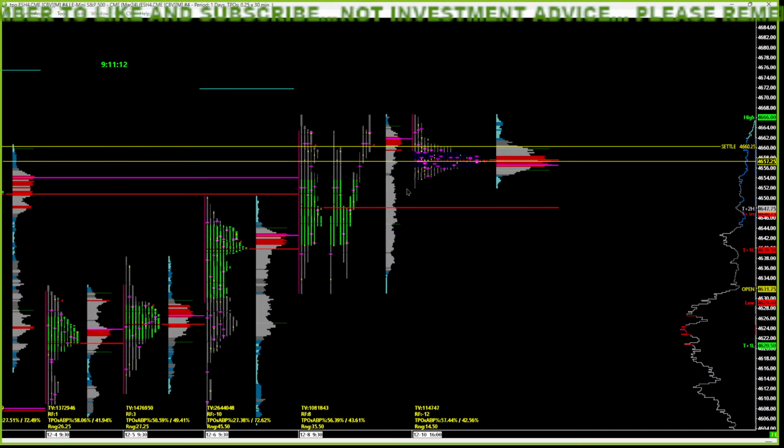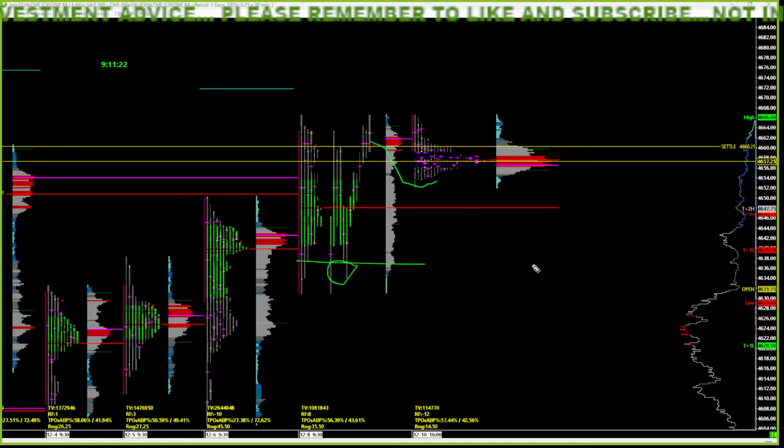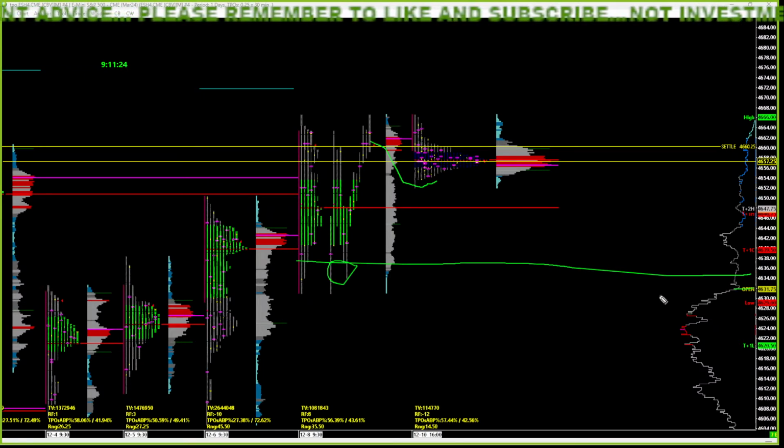And so what you're looking for is a return back inside this area and for buyers to step up. So we can see the impulse from this lower area, right? That top of that ledge.